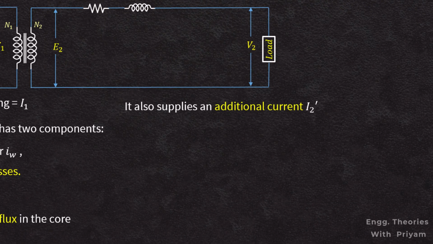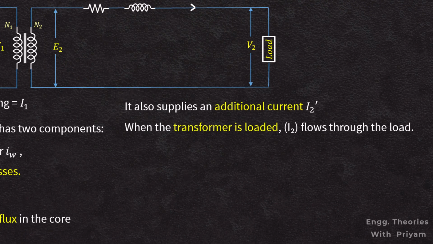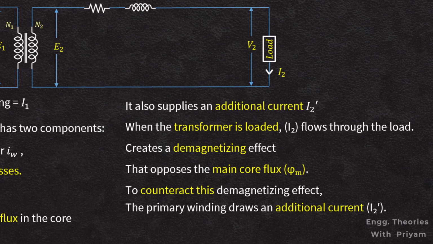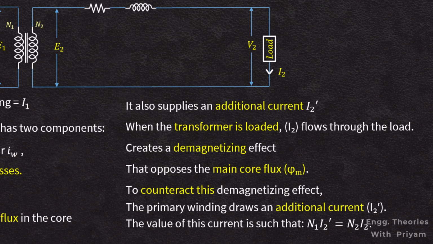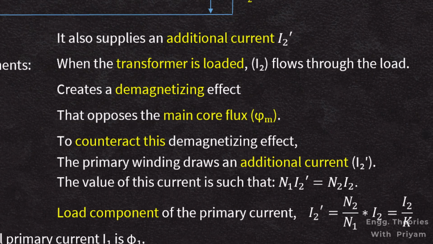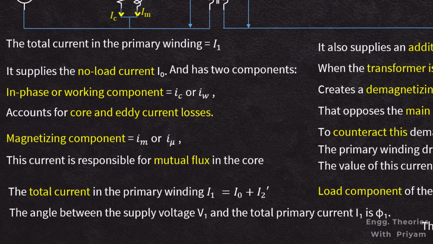The primary current I1 also supplies an additional current I2 prime. When the transformer is loaded, the secondary current I2 flows through the load. This current creates a demagnetizing effect that opposes the main flux phi m. To counteract this demagnetizing effect, the primary winding draws an additional current I2 prime. The value of this current is such that N1 I2 prime is equal to N2 I2, where N1 and N2 are the number of turns in the primary and secondary winding respectively, and I2 prime is the load component of the primary current, given by I2 prime equal to N2 by N1 into I2, or I2 by K. The angle between the supply voltage V1 and the total primary current I1 is equal to phi 1. So the primary power factor is cos phi 1.